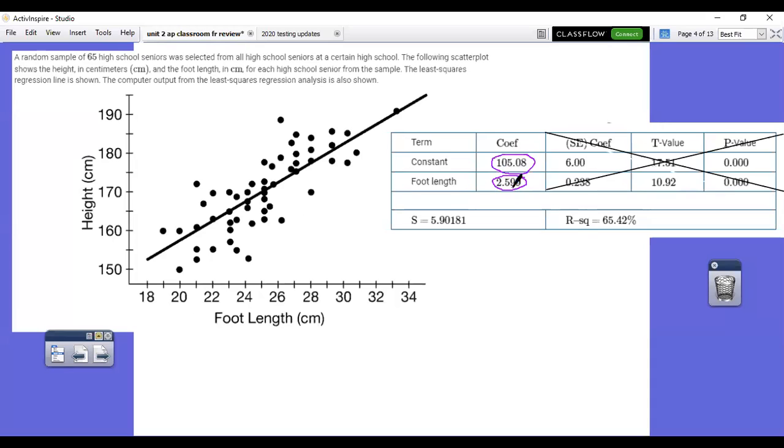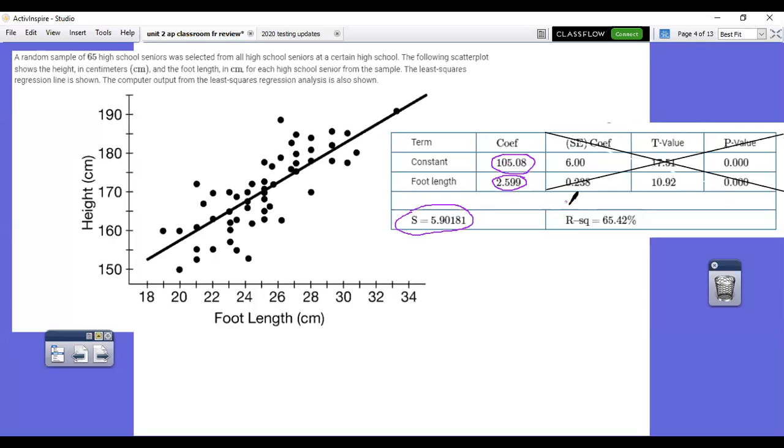So here are 65 data points from high school seniors at a certain school, let's say Pascal. We've got an explanatory variable foot length and a response variable height. Theoretically, based on the line of best fit, as your foot length increases, so will your height. Even though there's all this gobbledygook over here, there's only 4 numbers that we need.